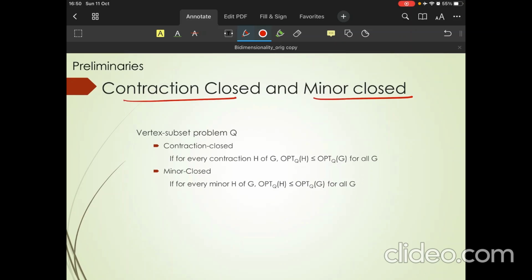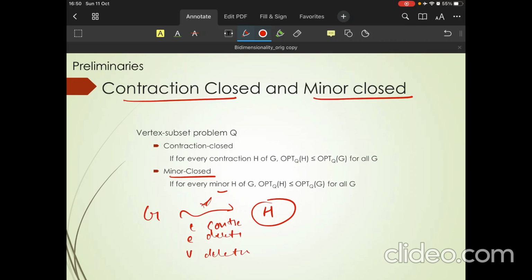Next we define contraction closed. We already know minor closed from the lectures. What is a minor? It is a sequence of edge contractions, edge deletions, and vertex deletions on a graph G. If we obtain a graph H, then H is called a minor of G. So minor closedness is when the optimal value of H in the given problem is less than or equal to the optimal value of G, for all minors of G and for all graphs G that are valid instances, inputs to the problem Q.